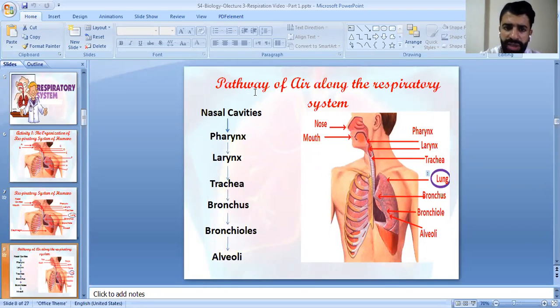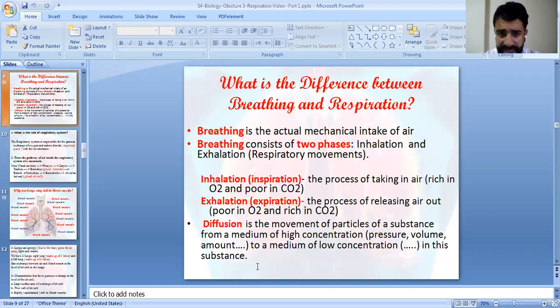Pathway of the air along the respiratory system. You have to know that the air enters through the nasal cavities, then it moves to the pharynx, then to the larynx, then to the trachea, to the bronchus, to the bronchioles, and finally to the alveoli, the air sacs inside the lungs.